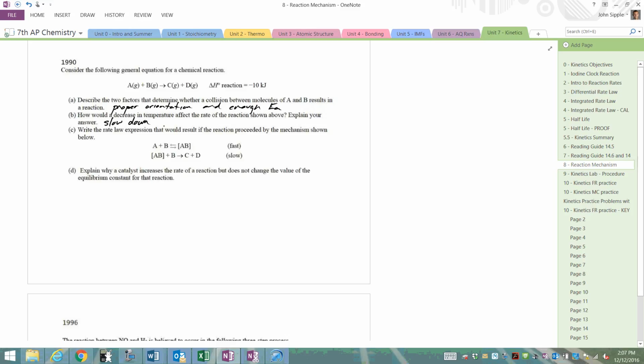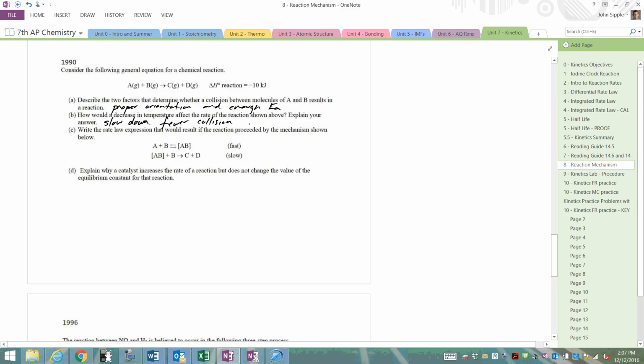Yeah, slow down. There's just fewer collisions, right? I mean, you can even talk about, well, there's less energy. The particles moving have less kinetic energy, so there's not as much energy around to reach the energy of activation. You can go on and on there, but ultimately what it boils down to is there's just going to be fewer collisions. Period.